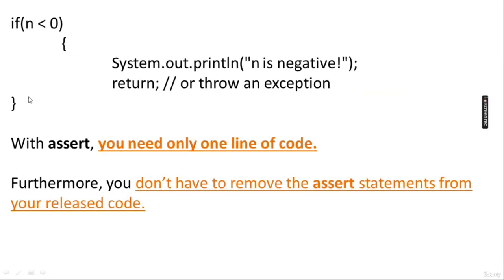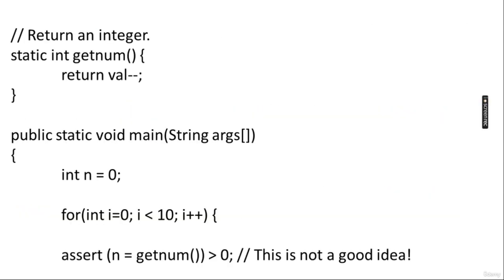This is okay. In opening and closing braces, you provide a sequence of statements you are trying to execute if n is less than 0. With assert, you need only one line of code. You don't have to remove assert statements from your release code. Release code will not use the assert statement, but you don't have to remove it. This actually works for non-release code, but in release code, assert will be skipped. So in this case, this statement will not be executed and will give you an error.